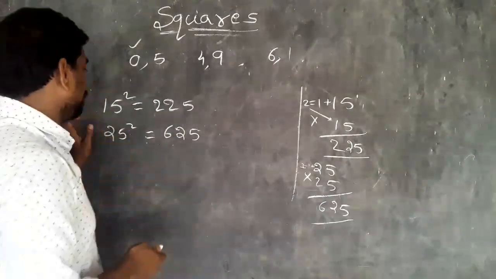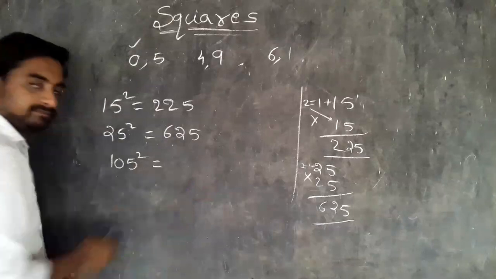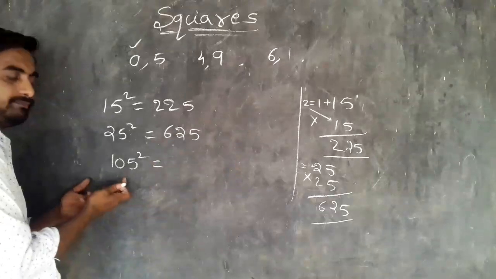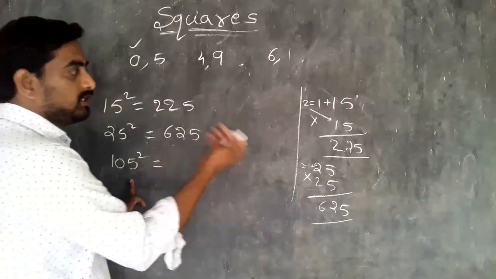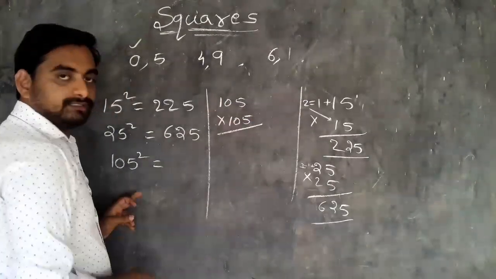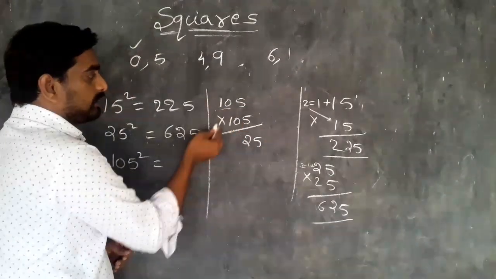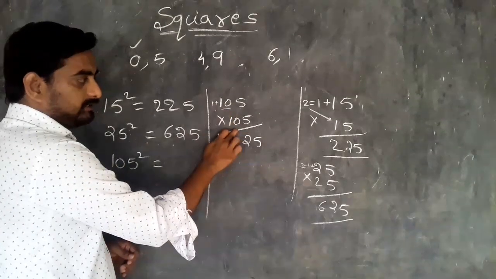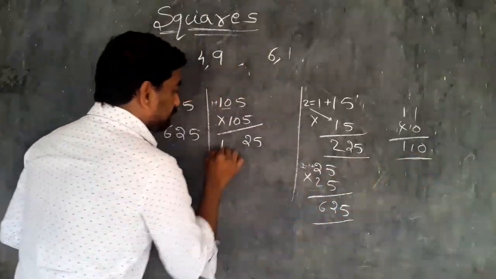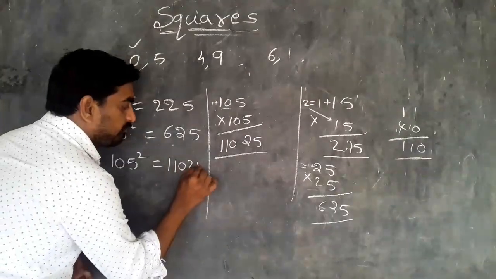Next I go to a triple digit number example, 105 square. It's a big number, difficult to write, and some people fear it, but it's the same technique we apply here. 105 square means 105 into 105. First 5 5s are 25, and to the remaining number we add 1, so we got 11. 11 into 10 is 110, so we write 110. That means 105 square equals 11025.